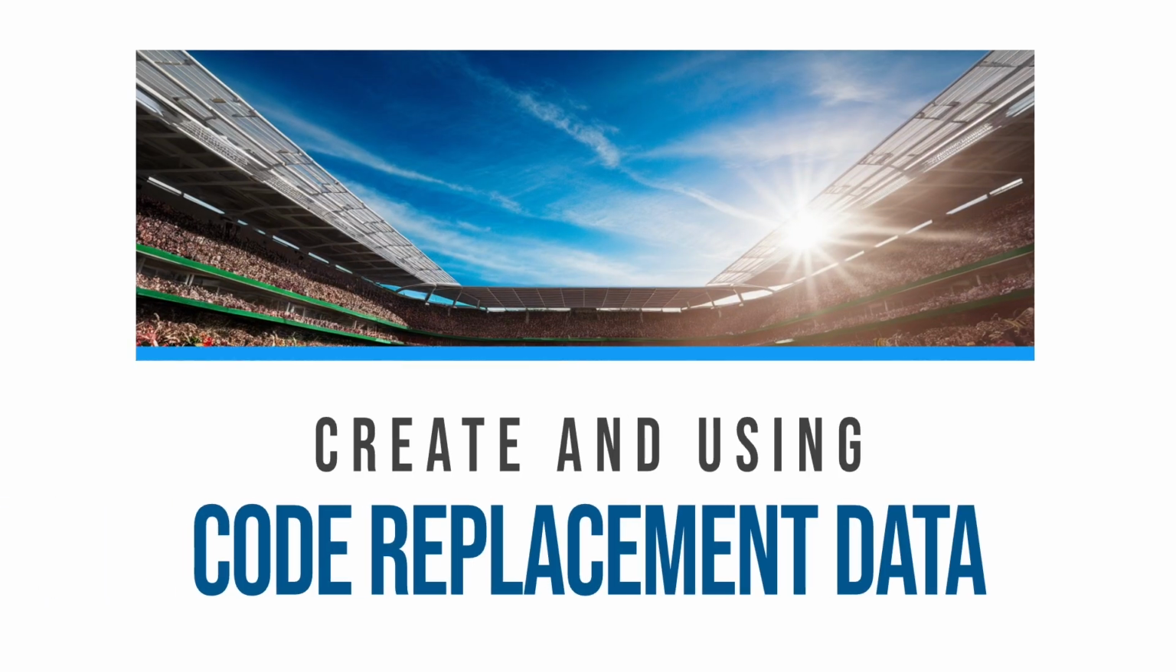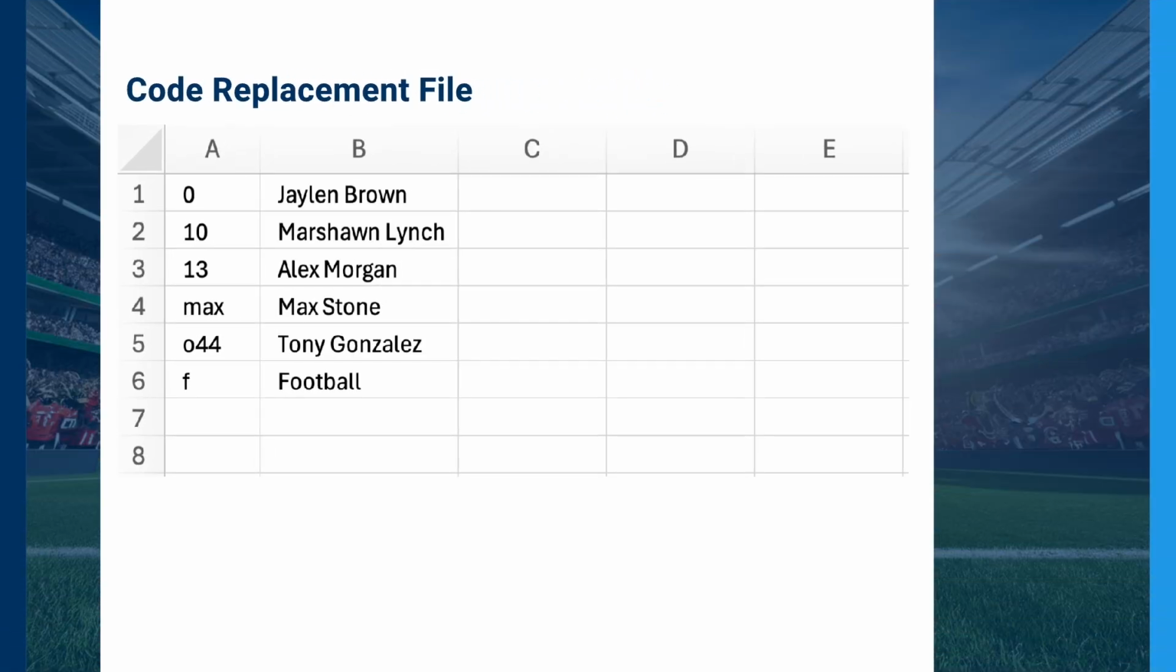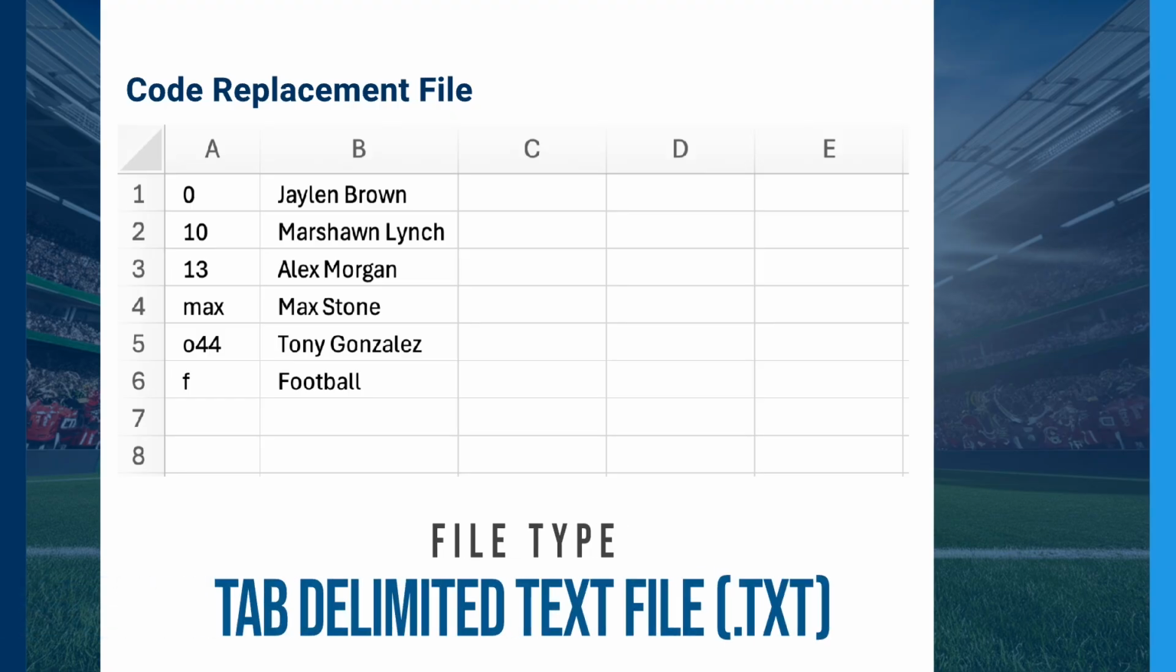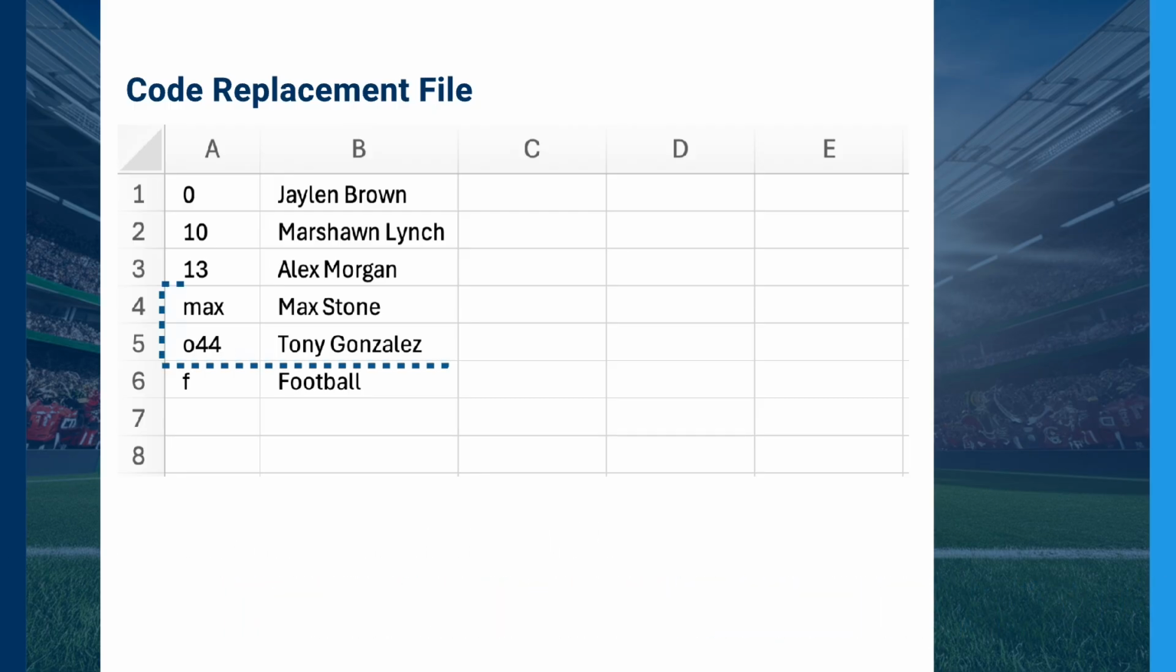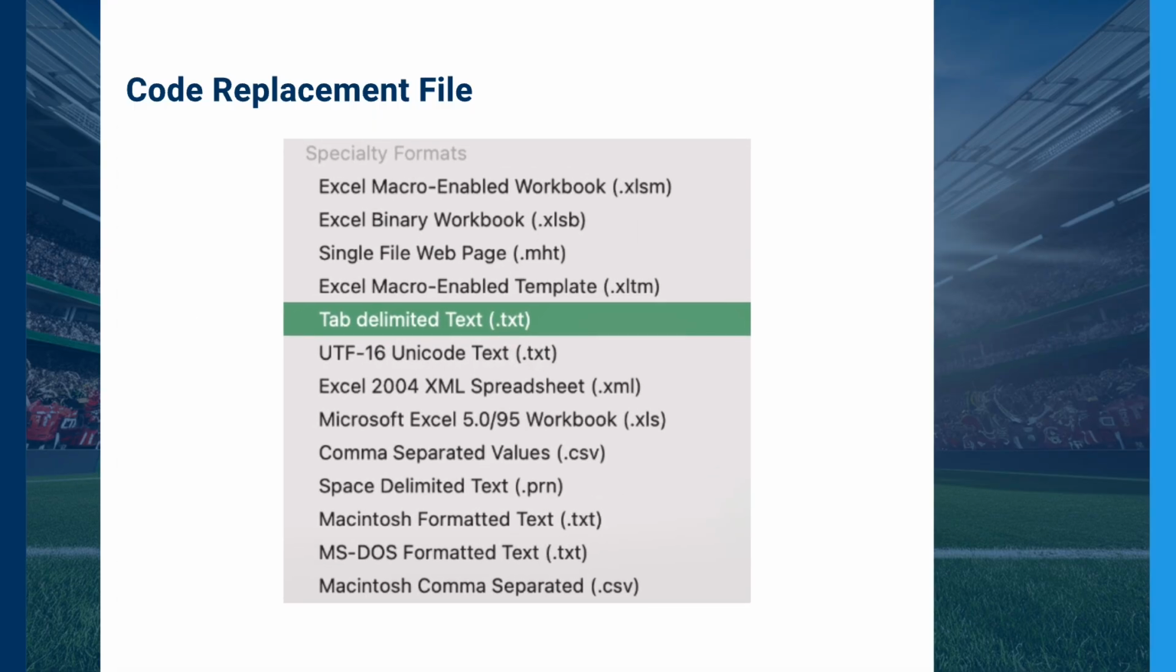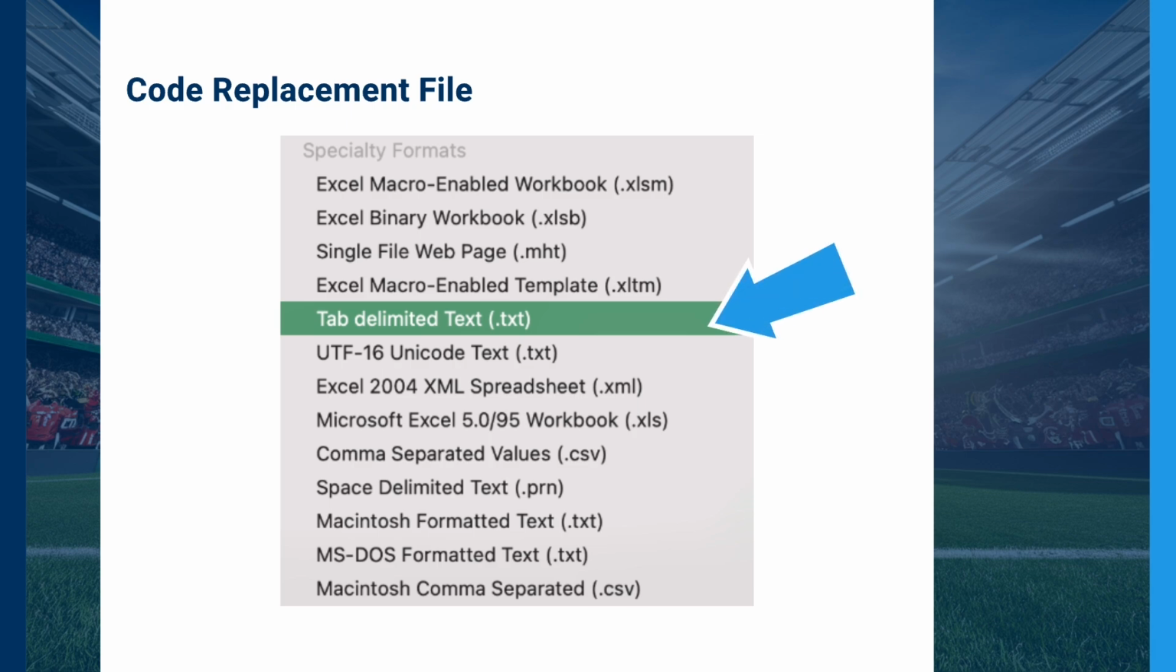Step 1. Creating and using code replacement data. First, prepare your code replacement file. Code replacement is a handy feature that lets you use shorthand codes to quickly insert longer or more complex text entries, such as team names, player numbers, or other repetitive data. Create a simple text file, TXT, where each line contains a code followed by a tab and the replacement text. For example, you might write Max for Max Stone or O44 for an offensive player wearing jersey number 44. If you're creating this in Microsoft Excel, be sure to save it as a tab-delimited file.